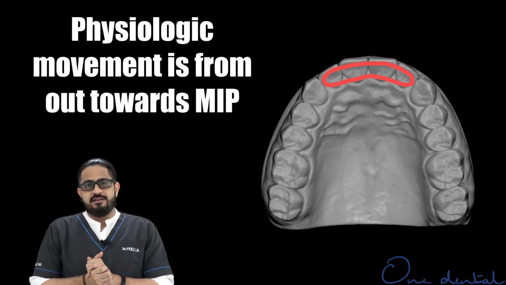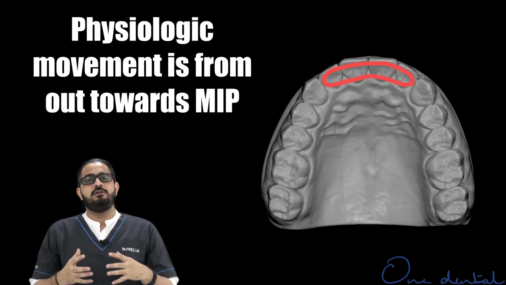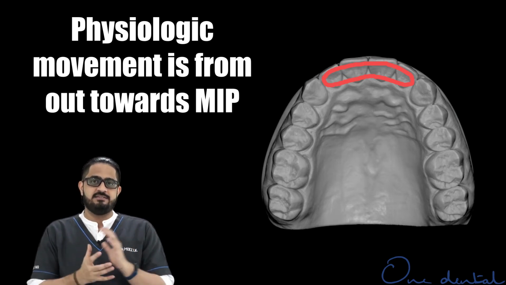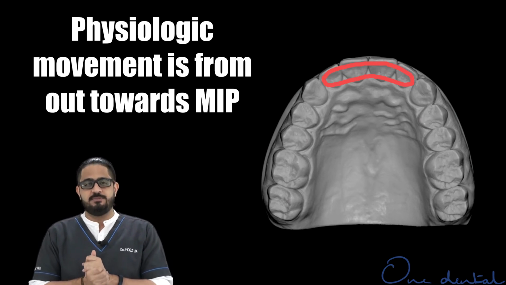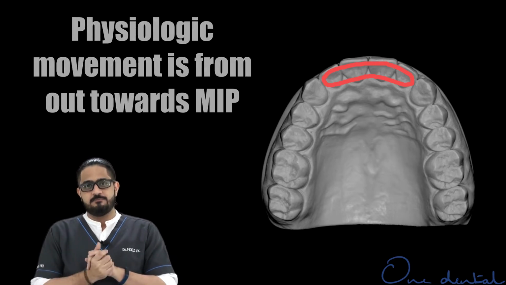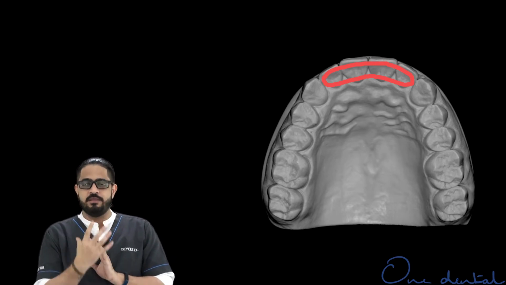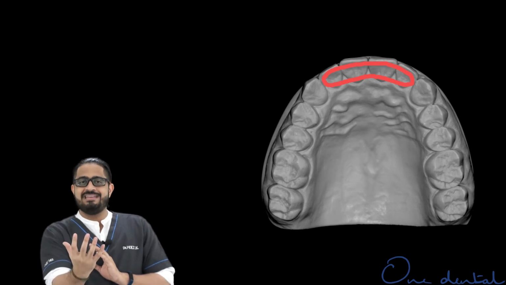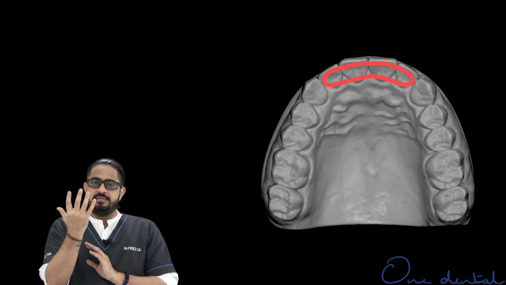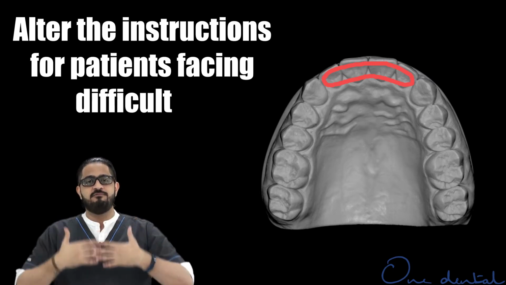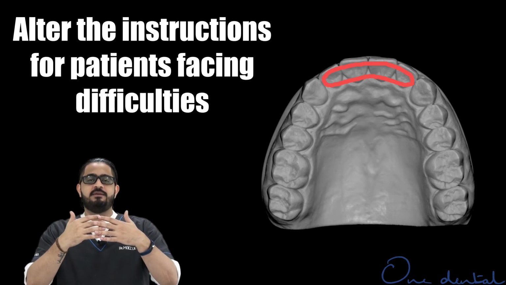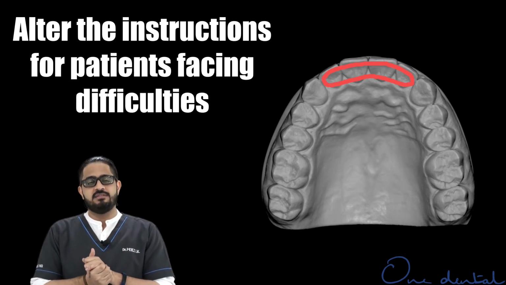We often tend to find patients who find it difficult to show us the correct translatory movements that they can follow. So what do you do in such patients? You don't ask them to go from MIP outwards. You rather ask them to open the mandible, come and bite in an edge-to-edge position, and then slide the jaw inwards towards MIP. Now remember, this is a physiologic movement for the individual because that's how the mandible closes during function.